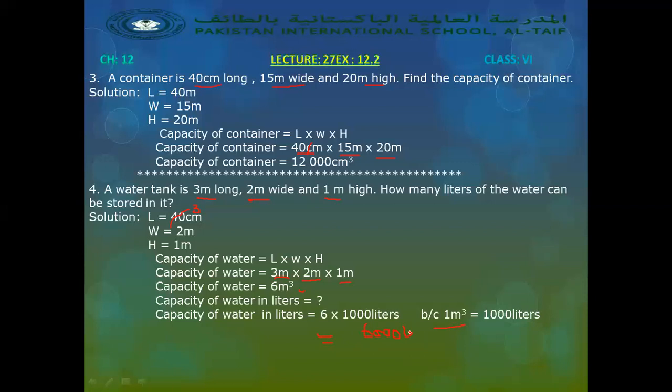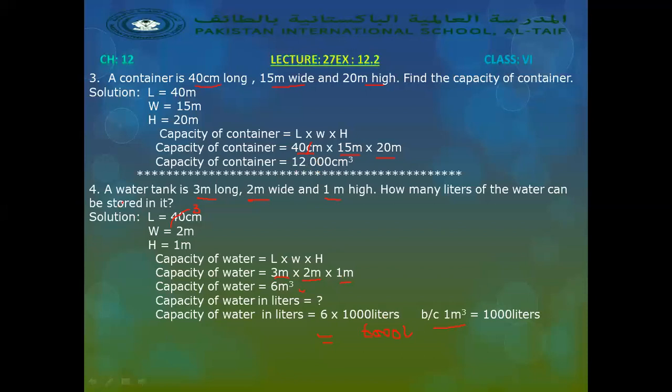Dear students, in question number 3, the same procedure. Length, width, and height are given. Capacity of the container is equal to the product of length, width, and height, and we have replaced the values: length 40 meter, width 15 meter, height 20 meter. After multiplication, we get 12,000 cubic meter.